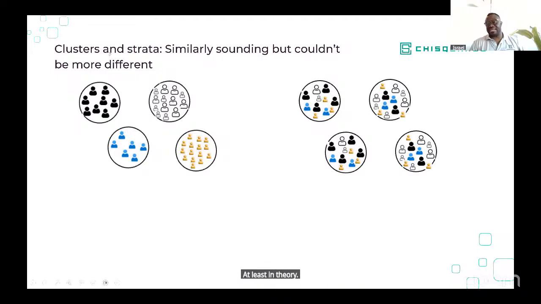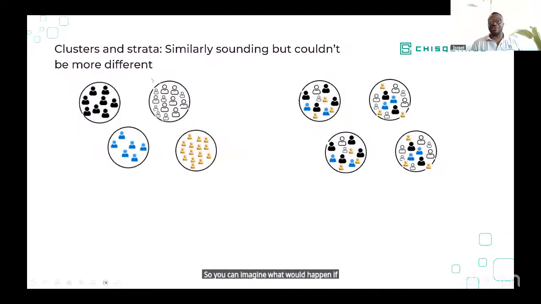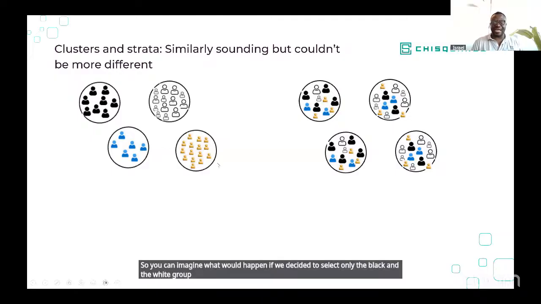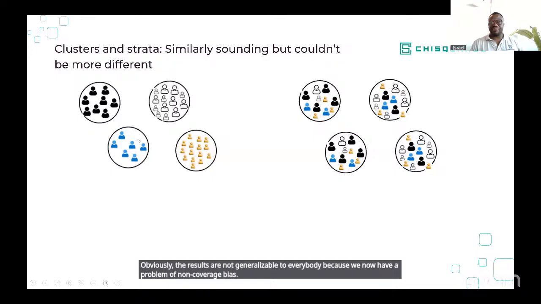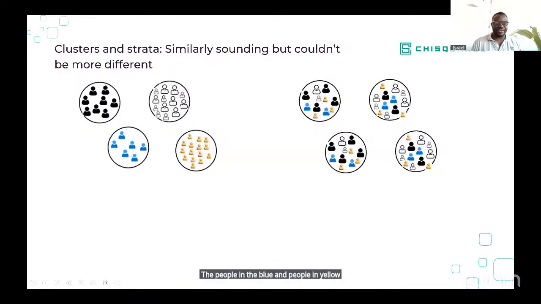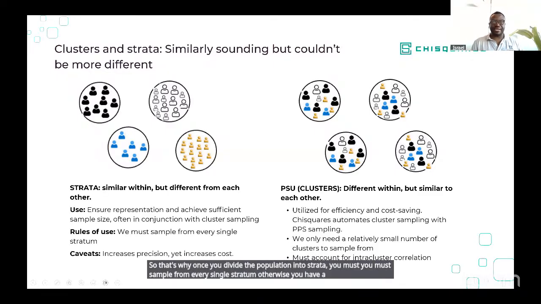All right. And then strata here means that we've divided the population into groups where all the individuals in a group look alike. So you can imagine what will happen if we decided to select only the black and the white group, and we left the blue and the yellow group. Obviously, the results are not generalizable to everybody because we now have a problem of non-coverage bias. The people in the blue and people in yellow are not covered. So that's why once you divide the population into strata, you must sample from every single stratum, or otherwise you have a problem with non-coverage bias.